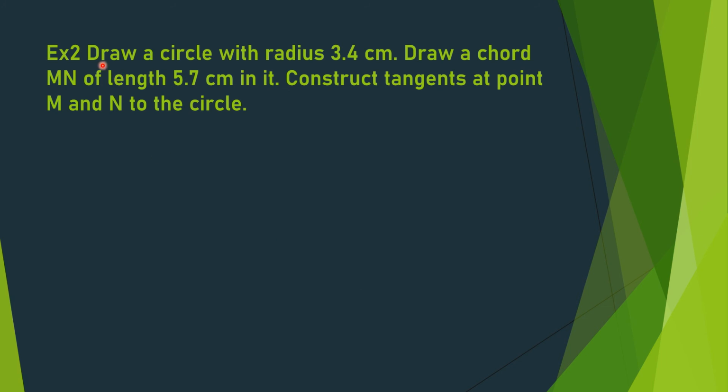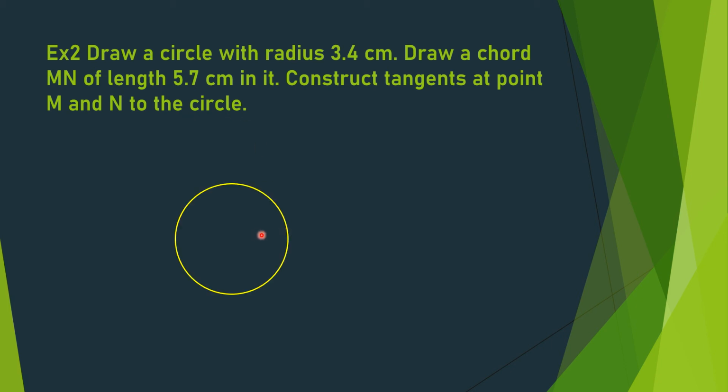Now let's take another example. Draw a circle with radius 3.4 centimeter. Draw a chord MN of length 5.7 centimeter in it. Then construct tangents at M and N to the circle.